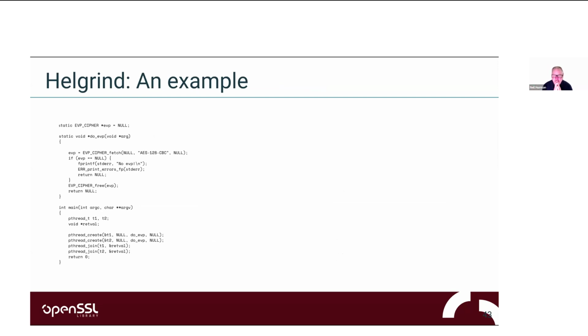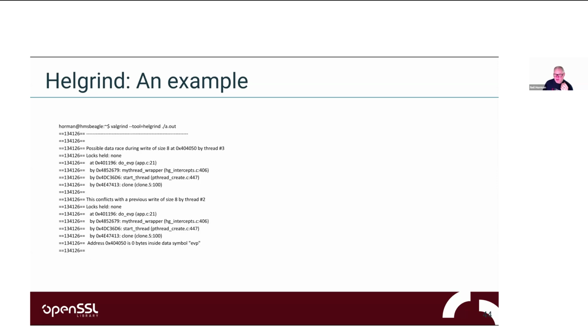Similar to our previous example, except in this case, I'm creating two threads, both of which run the do EVP function, each of which fetches a cipher and frees it. Noting here, I have a global variable for EVP. Running this, it gives us an output report saying, hey, we have a data race. Thread 3 wrote 8 bytes at this location, while thread number 2 also wrote 8 bytes at this location without any locks in between. I noted the global variable EVP.